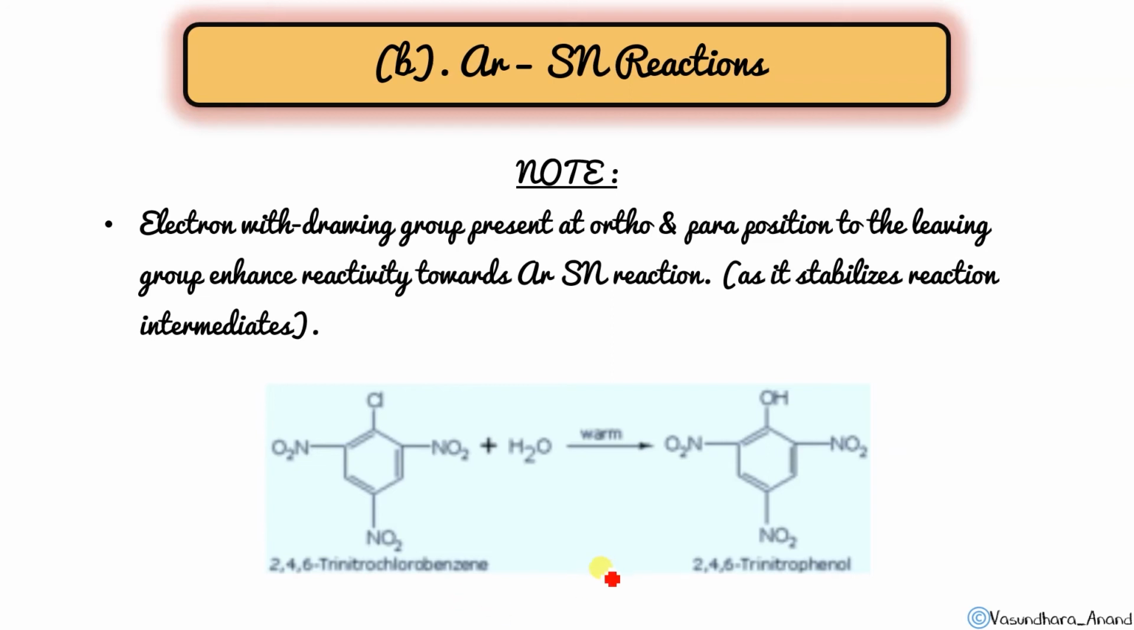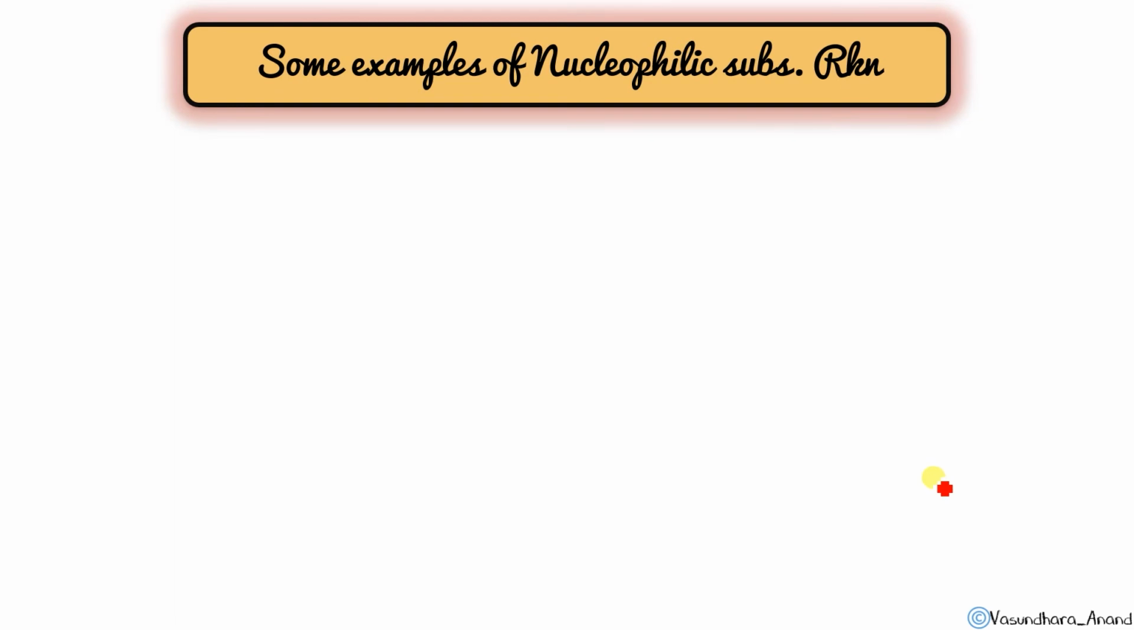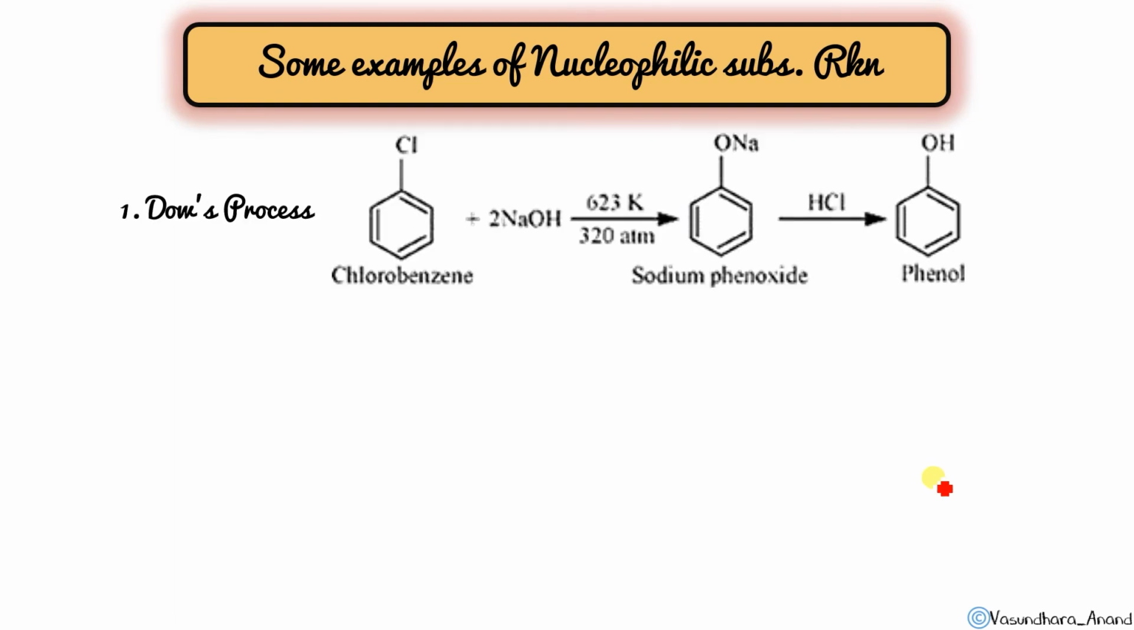I have already told you. So the more electron withdrawing groups there are, the faster the reaction will be, and the more easily it will give the SN reaction. So that is the example of this 2,4,6 trichlorobenzene, and this will be 2,4,6 trinitrophenol. What is the name for this compound? There is another name, and this is called picric acid. Got it? Okay, some examples of nucleophilic substitution reaction: that is the Dow process, a very well known process.